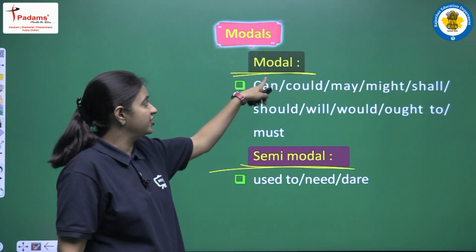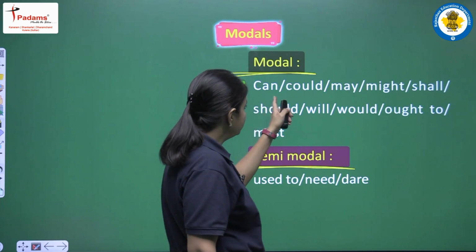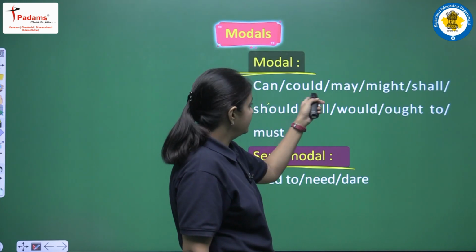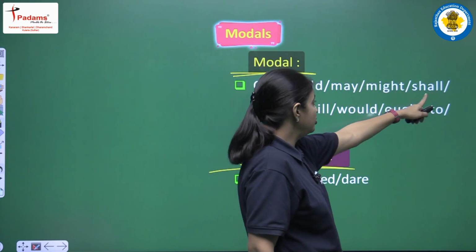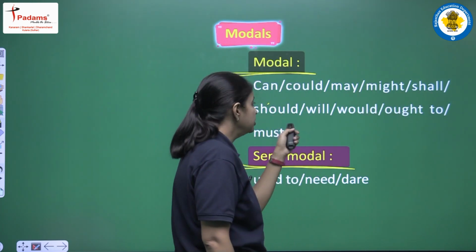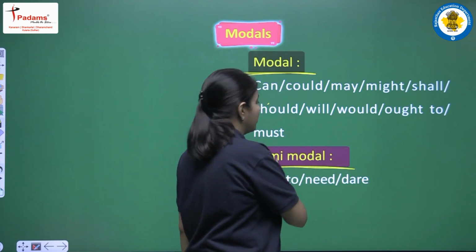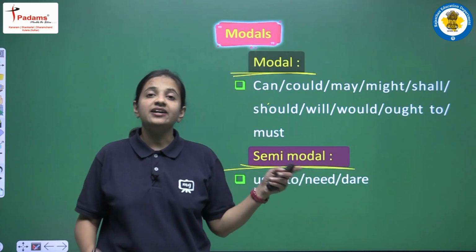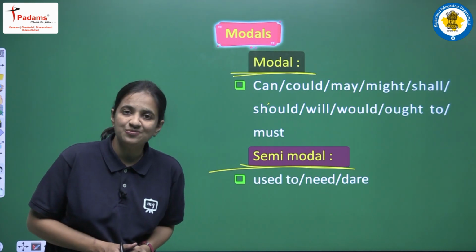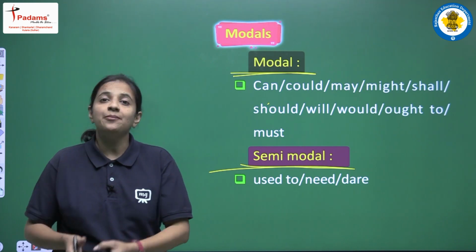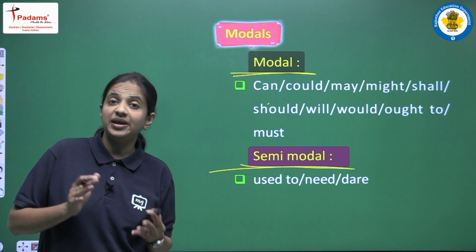So first of all let's read what are our main modals. So we are having in this category can, second is could, next is may, then might, then we are having shall, and we are having should, then we are having will, would, ought to, and we are having must. So these are 10 modals, and these 10 words, they are known as the major modals. These 10 modals are known as the main modals.